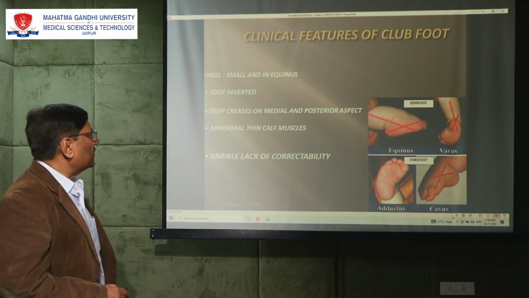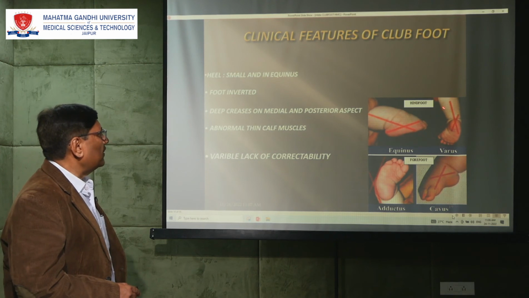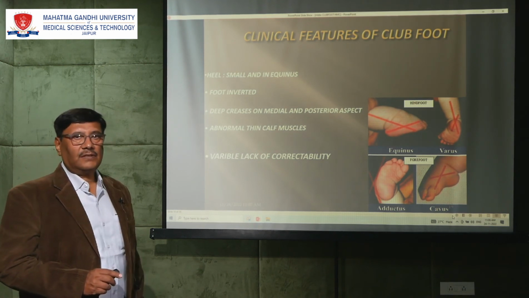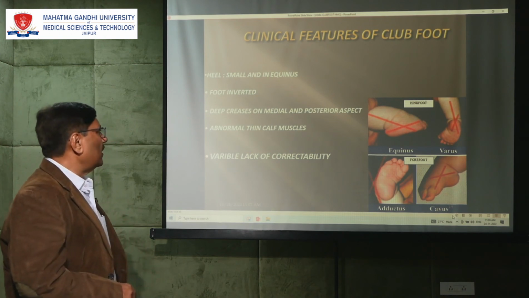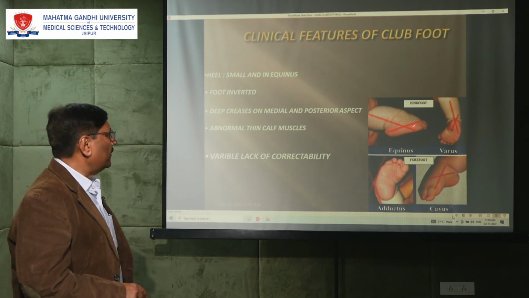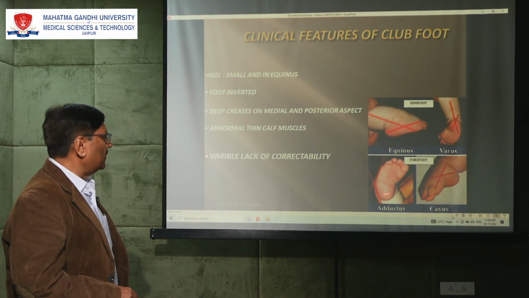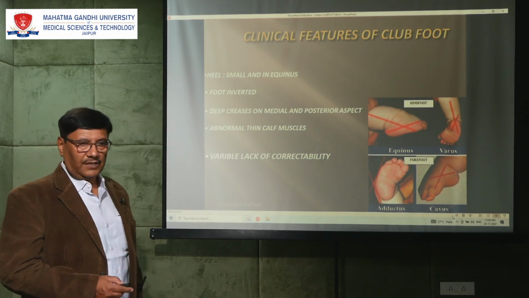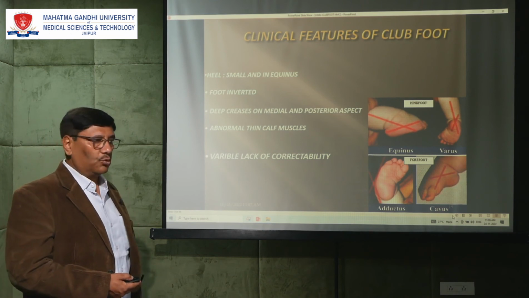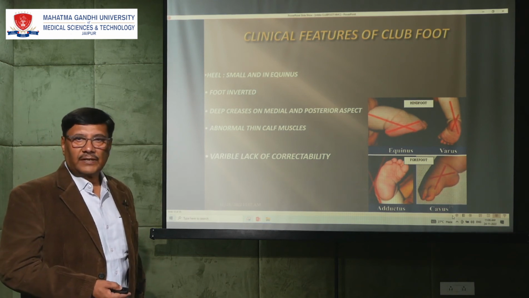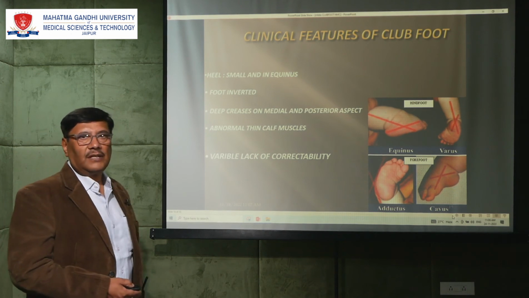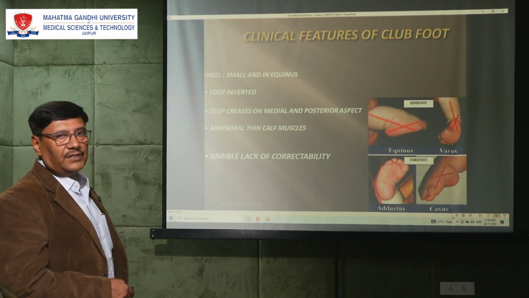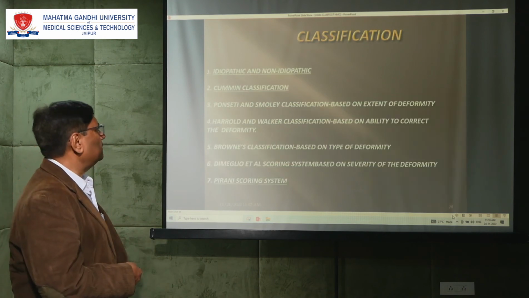Abnormal thin calf muscles. If we look from the posterior side, we will find that this calf is smaller in circumference as compared to the normal size. And all these deformities, the equinus, the varus and the adduction, they may get corrected passively if we force the foot into correction. They may get corrected, or sometimes they are rigid and they may not get corrected. So there is a variable lack of correctability in this deformity.